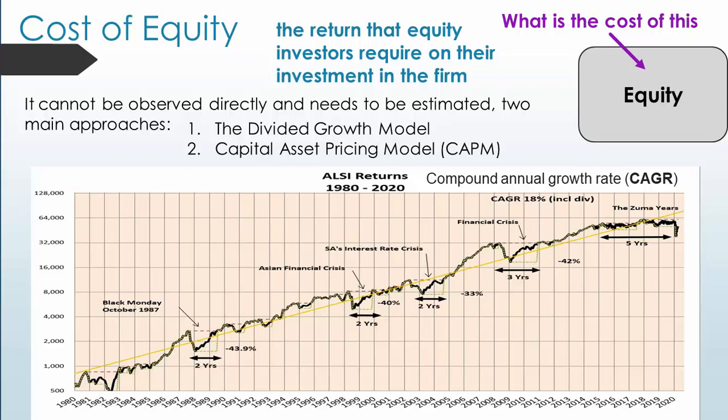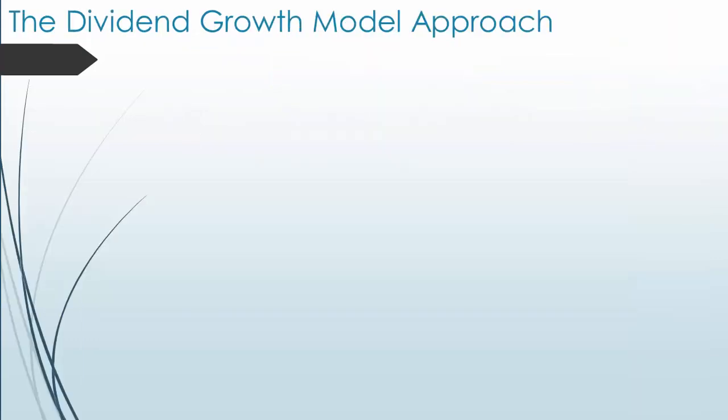And so somebody who invests in a company will use this as a benchmark and would want to factor this in, that the returns need to be related to this compound annual growth rate, where they could have invested in the all share index. And that's part of the thinking that we'll take you through. So let's go and look at the dividend growth model approach first of all.